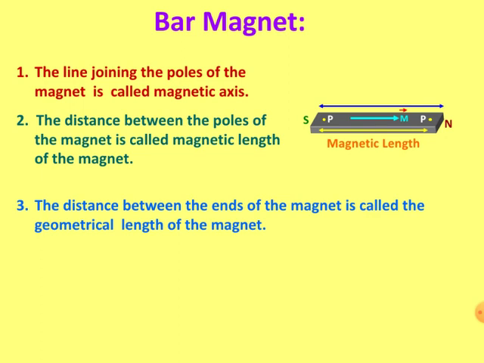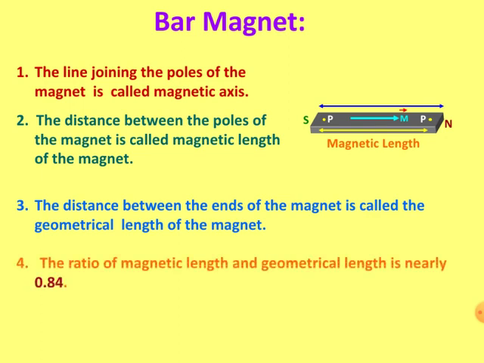But you see that these poles are very close to the ends of the bar magnet. The ratio of magnetic length to geometric length is nearly 0.84. That means these two poles are very close to the ends of the magnet.